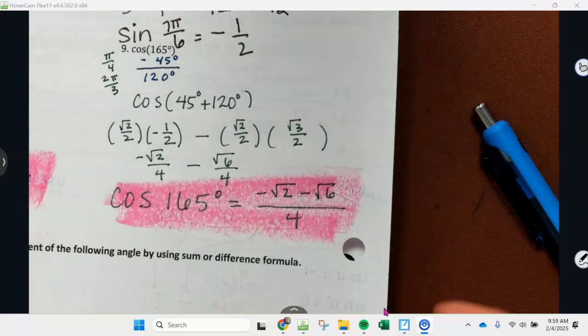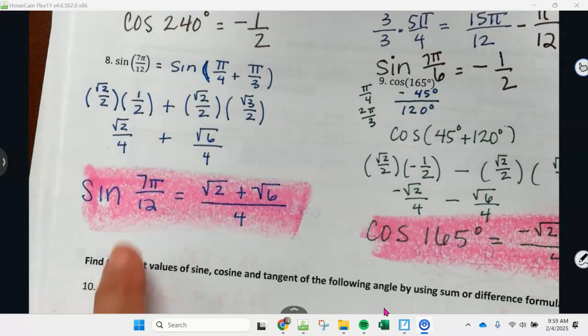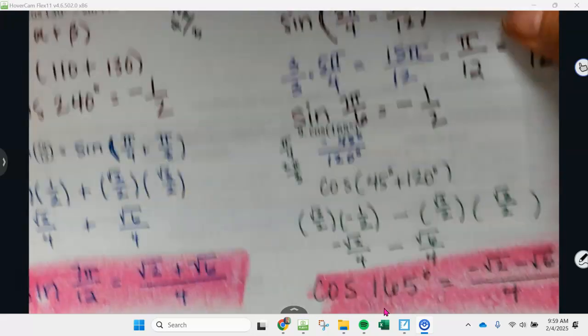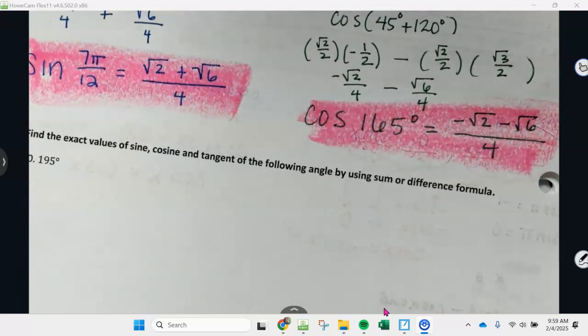All right, so we just did an exact value for sine, an exact value for cosine. Next is going to be an exact value for tangent.